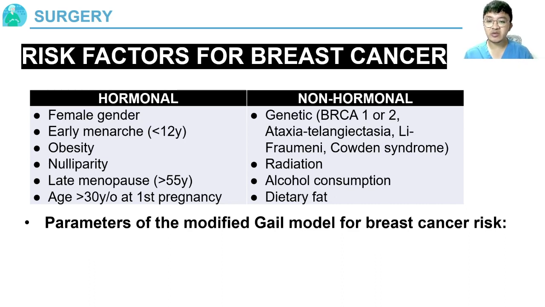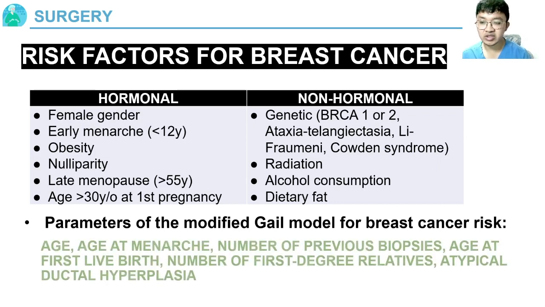The parameters of the modified Gail model for breast cancer risk are age at menarche, number of previous biopsies, age at first live birth, number of first-degree relatives, and atypical ductal hyperplasia. Again, age at menarche, number of previous biopsies, age at first live birth, number of first-degree relatives, and atypical ductal hyperplasia are all risk factors in the Gail model for breast cancer risk.